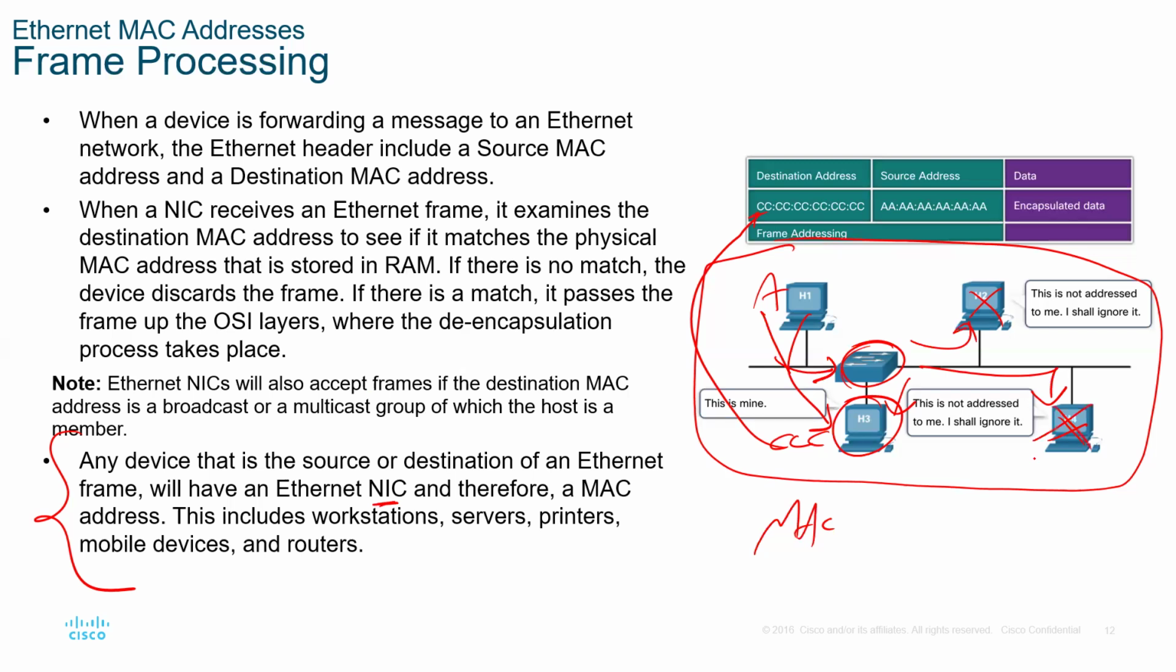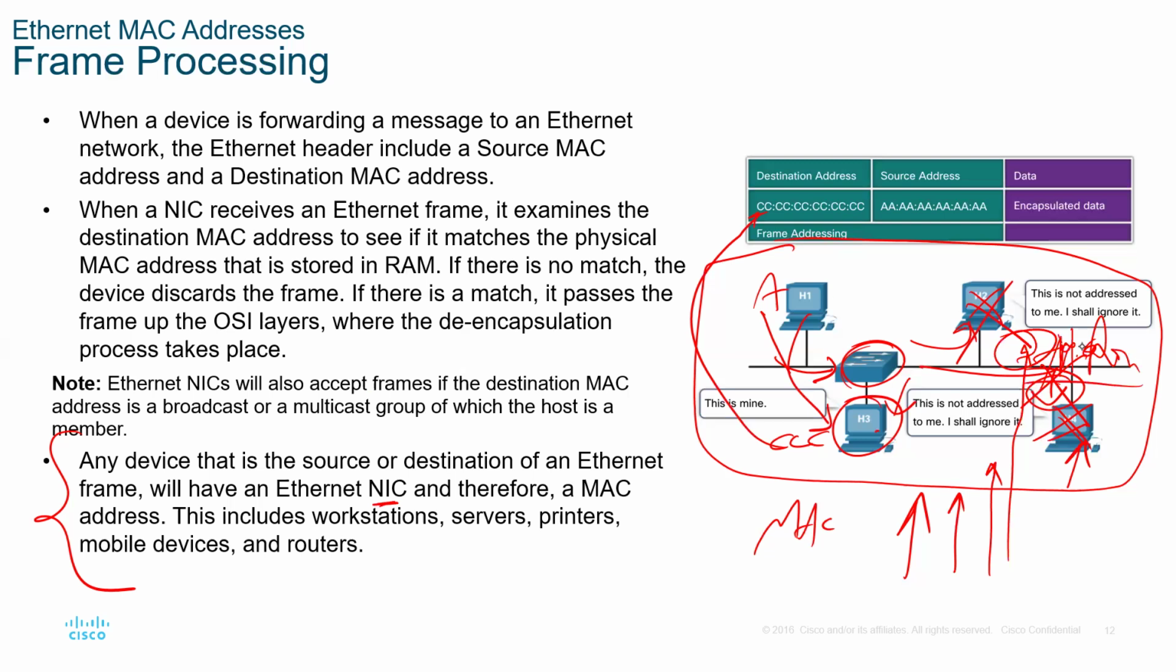This one will drop because when it opens the frame, it will see that the destination MAC address is not the same as the MAC address which is on this PC. Therefore, it drops. This one as well, it drops. But this one, since there is a match, it will take that frame and push it to the upper layers. It goes to the network layer, it goes to the transport, it goes up to the application, and we can see the message that we have sent from the application layer.